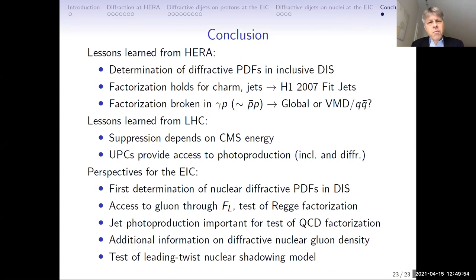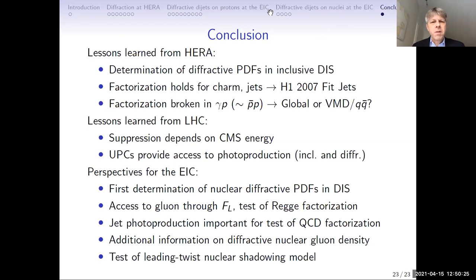Now, when you go from DIS to photoproduction, the real photon has the difficulty that it has also a resolved or hadronic component. And the situation is then similar to hadron-hadron scattering, where you have rescattering and factorization breaking. And the question whether this is the correct description or whether there is a global suppression in photoproduction is still open. So the suppression factor, we have not only the results from the Tevatron now, but also from the LHC.